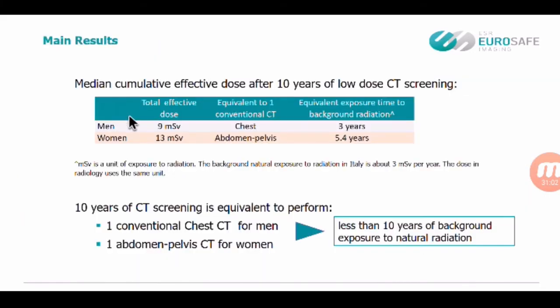The main result was a median cumulative effective dose after 10 years of low-dose CT screening of around 9 millisievert for men and 13 millisievert for women. So let's say it's the equivalent, for men, of a conventional chest CT, and for women of an abdomen-pelvis CT. Or we can also say it is less than 10 years of background exposure to natural radiation.